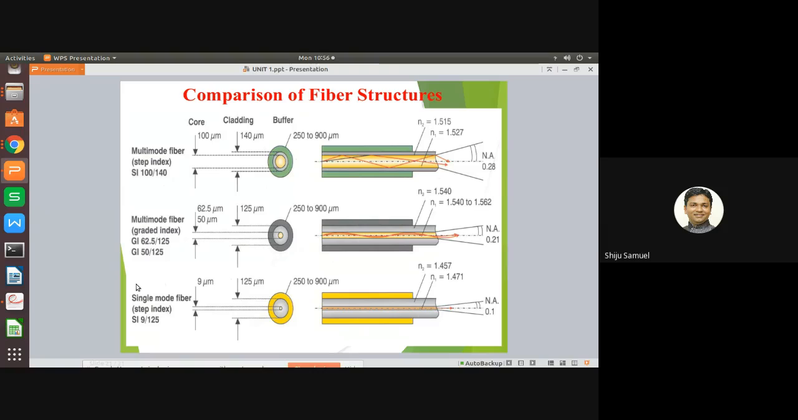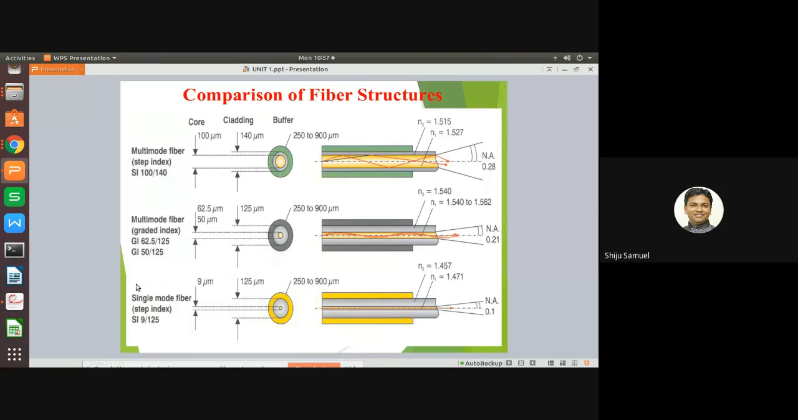Okay, so large numerical aperture. In this diagram, it is clearly mentioned. When the core diameter is increased compared to single mode step index fiber, automatically what happens is that when the rays enter the core, there are multiple modes, or multiple rays, propagating within the core of the fiber.